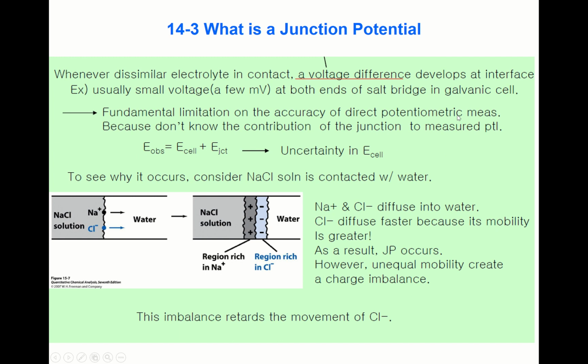Now let's consider the junction potential. Now the electrochemistry is not that simple. We are entering the very complicated aspect. Whenever dissimilar electrolytes are in contact, a voltage difference develops at the interface. Look at this figure here. Two solutions are in contact, yet their compositions are different. Here this is the sodium chloride solution, and here is the water.